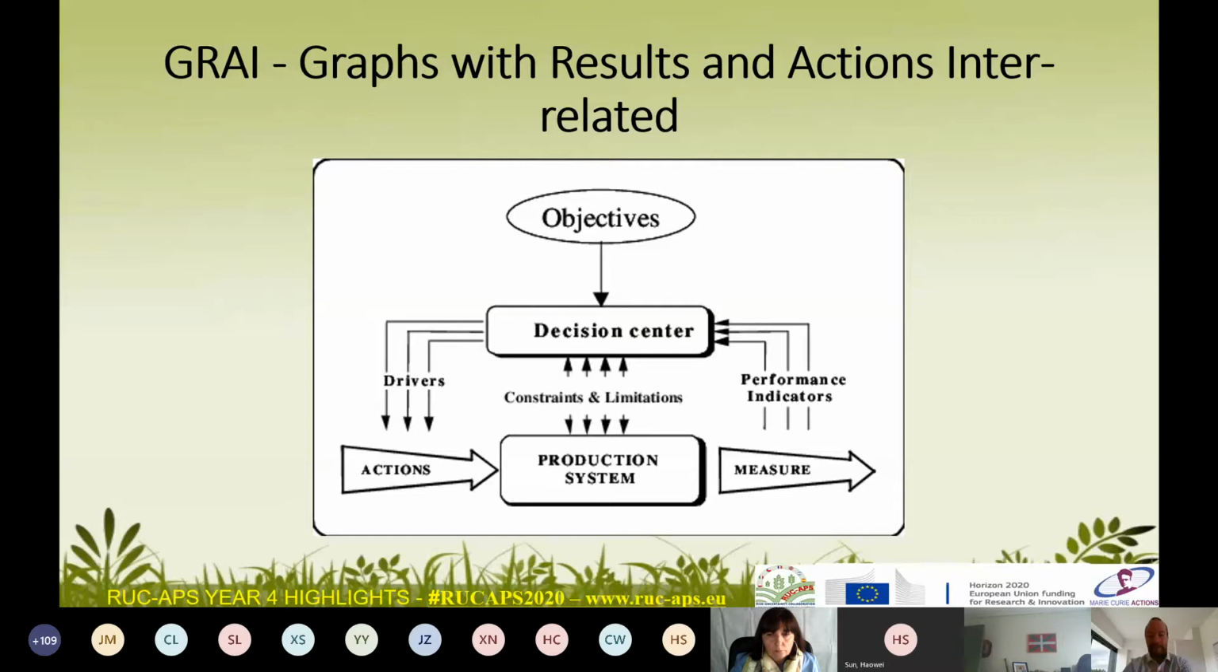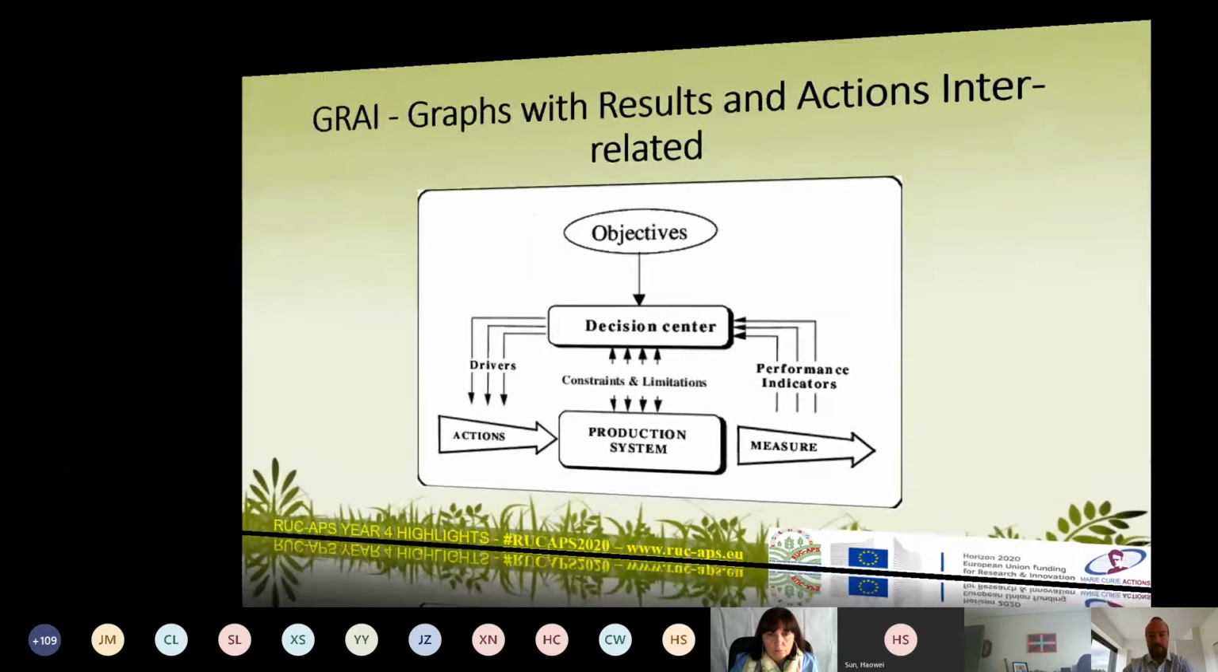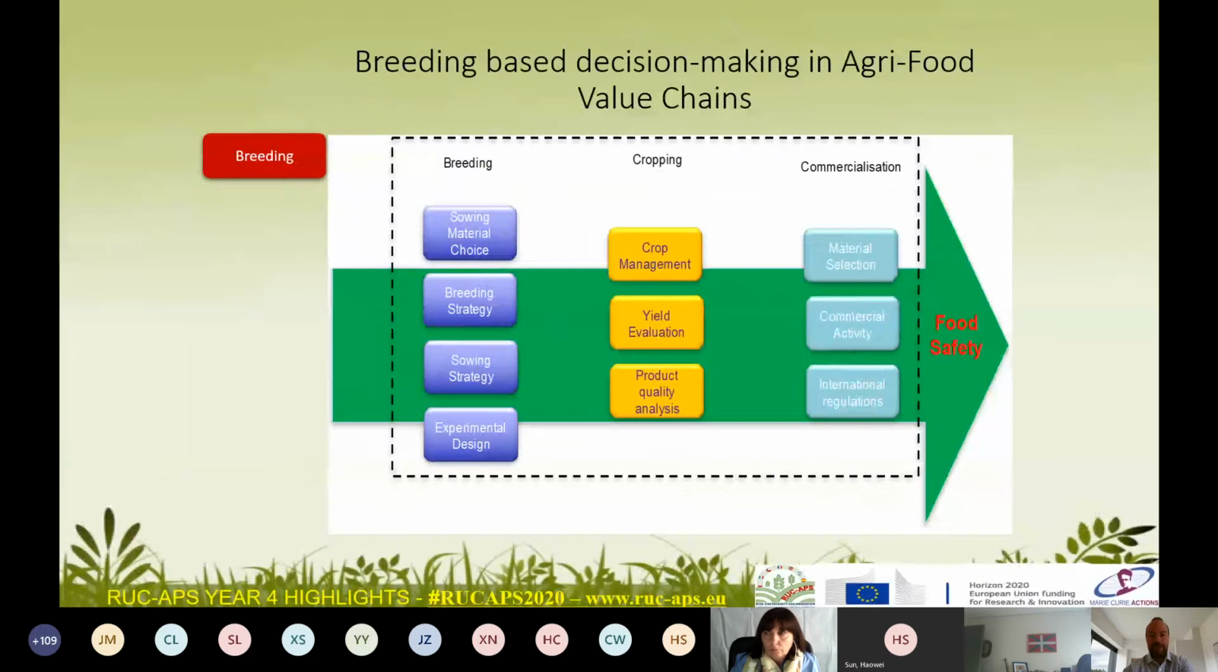So one of the aspects that we noted that is very important, and also not very well understood in the whole value chain, is the breeding process. I mean, how do we create those seeds, or how do we manage them? For this breeding sector, we understand that there are three types of elements: the breeding aspect, the cropping, and then the commercialization aspect. But all of this leads to one particular element, which is food safety.